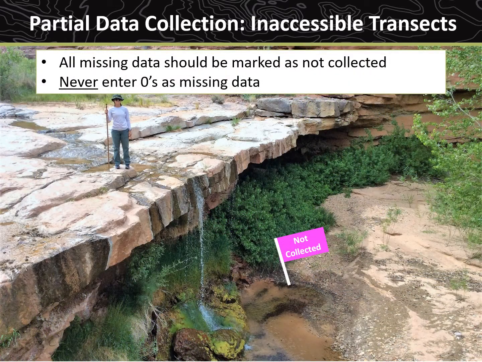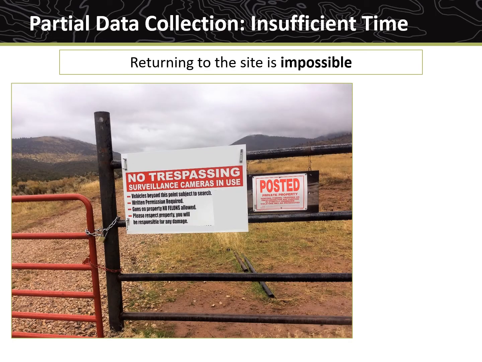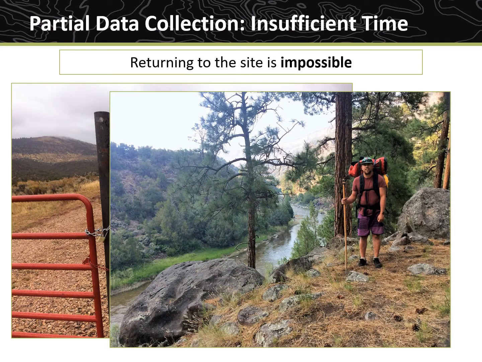All data that are missing should be noted as not collected and left blank. Zeros should never be filled in as missing data. Consult Appendix C in your protocol on how to collect data on reaches with inaccessible transects. Partial data may also need to be collected if there remains insufficient time to sample a reach completely and returning to the reach is impossible. This may happen if access to the reach is through private land and the landowners will not grant repeat access, or if the reach required backpacking and staying another night is not possible.